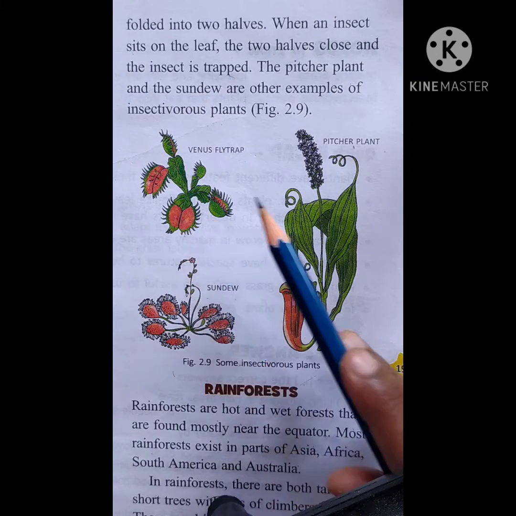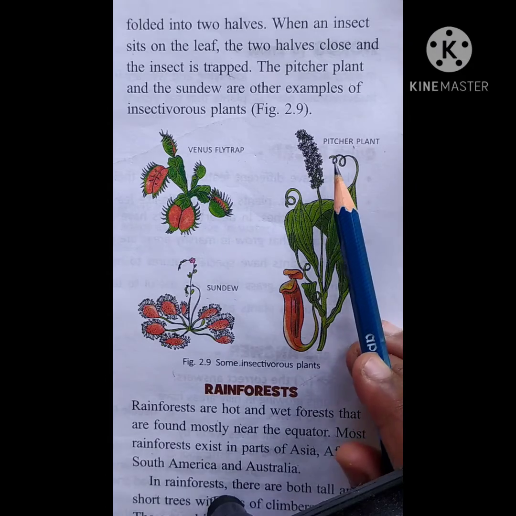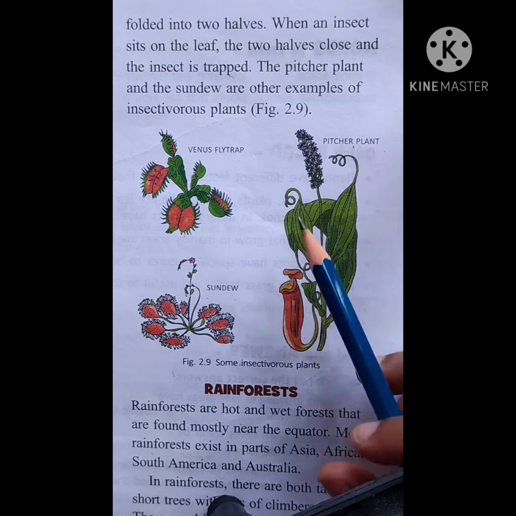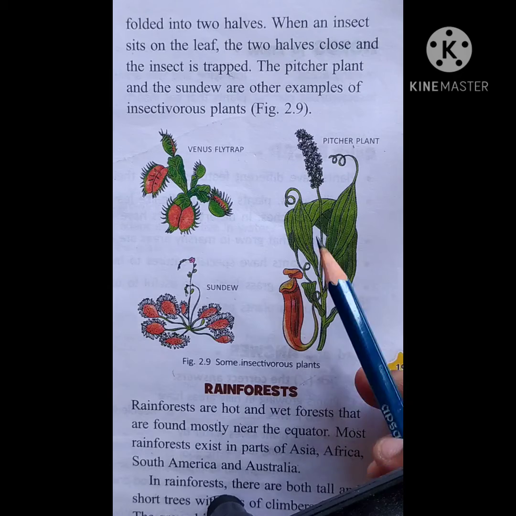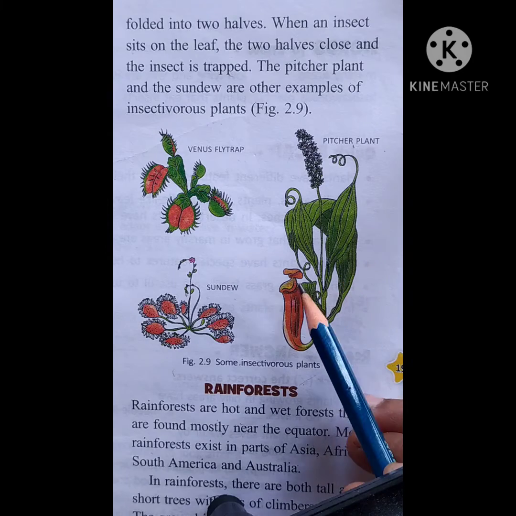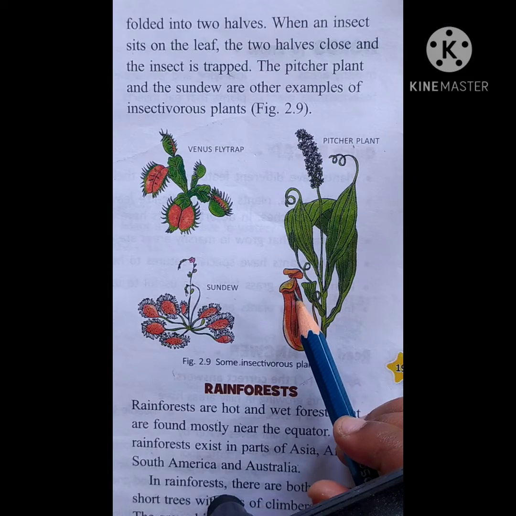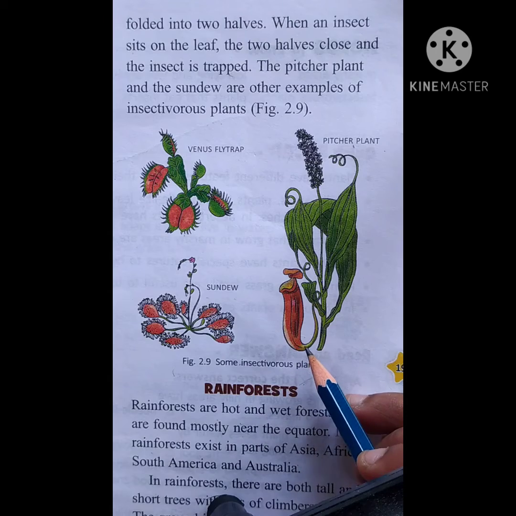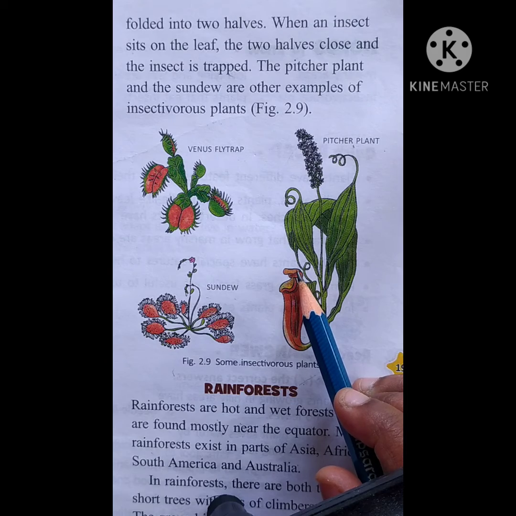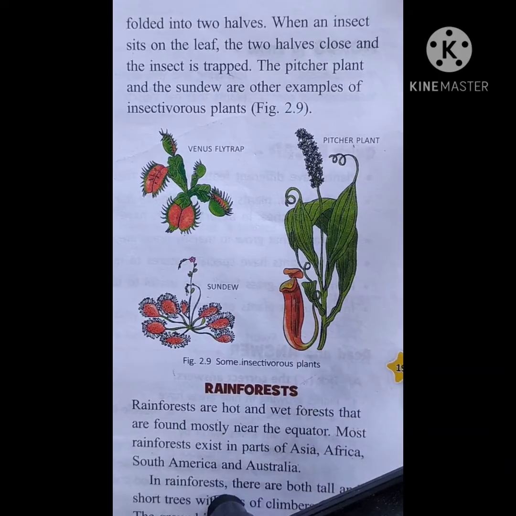But what about the pitcher plant? Here the pitcher is present. This is called a pitcher, P-I-T-C-H-E-R, not that picture. When butterflies or any other insects land on this, because it is a beautiful flower, they come and sit on this. Then they slowly get down, and the insect is trapped in this pitcher, and slowly the cover of that pitcher is also closed. Yes children, you have understood this.